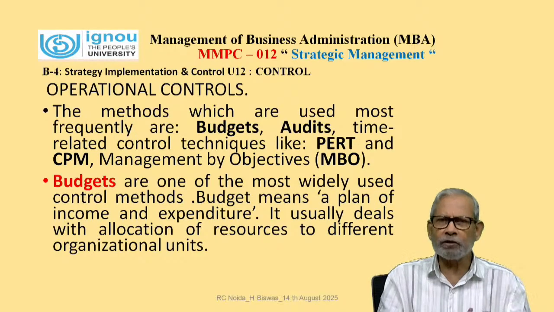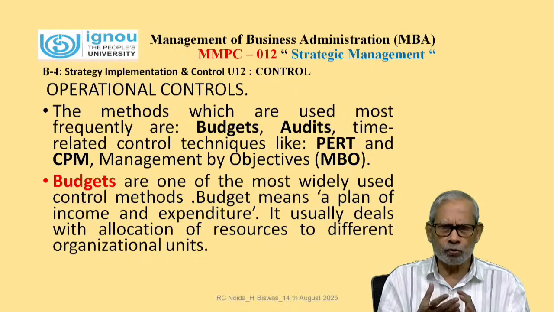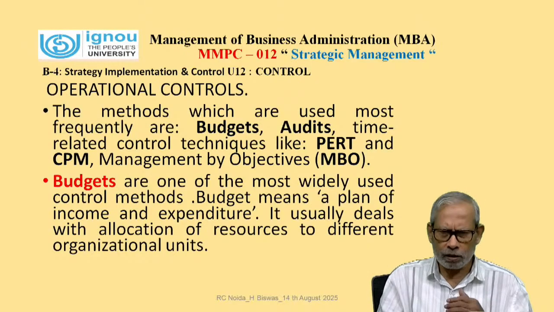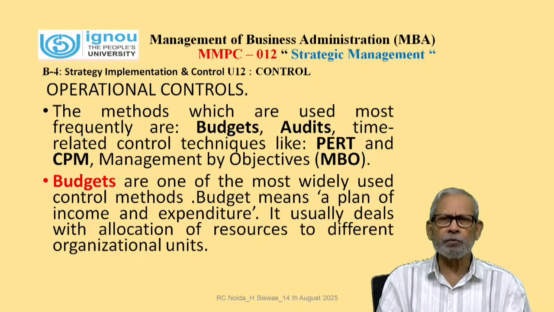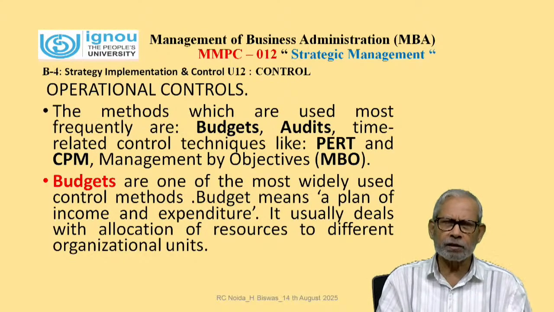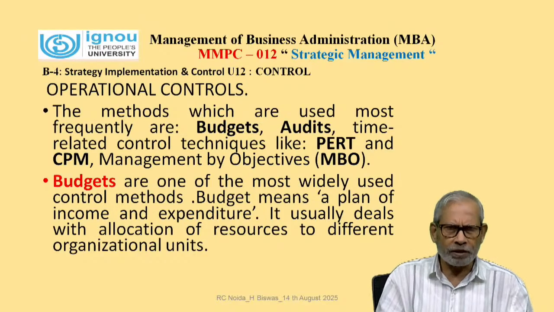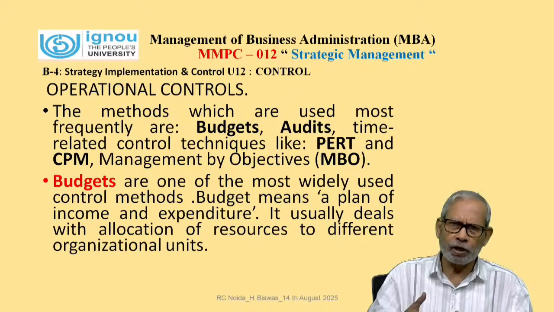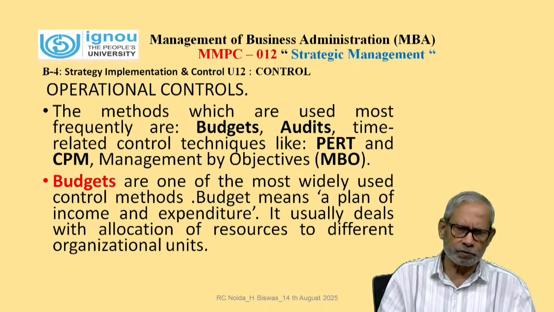There are so many methods and techniques to identify things for analysis purposes. CPM, the critical path method, then PERT is also there, and another is MBO, management by objectives. These are all techniques and methods. Through this way you can better control the operation systems.